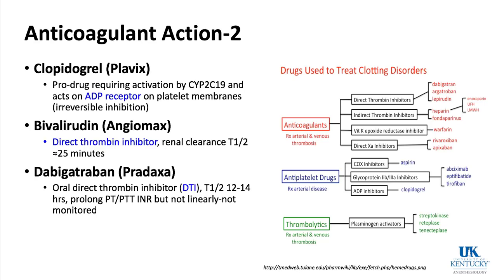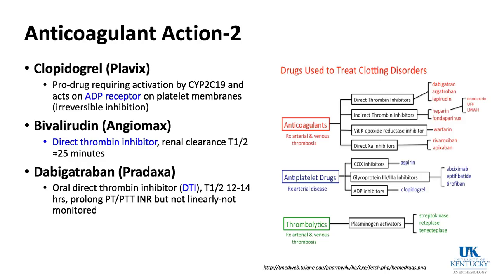In the perioperative period, this can be a major problem. Bivalirudin, Angiomax, is a DTI or direct thrombin inhibitor. It's cleared by the kidney, and so someone with kidney problems, you would likely avoid bivalirudin, that DTI. There's other choices of DTIs if you needed them. Dabigatran or Pradaxa is an oral direct thrombin inhibitor, which has a pretty long half-life and does prolong the PT, PTT, and INR, but not linearly, and we tend not to monitor its effects.